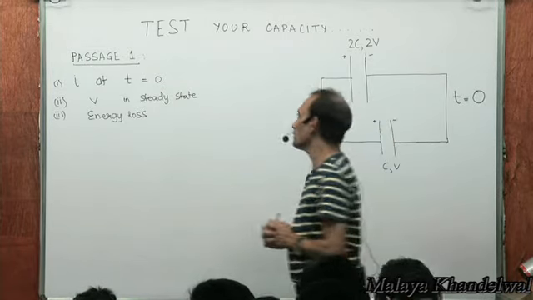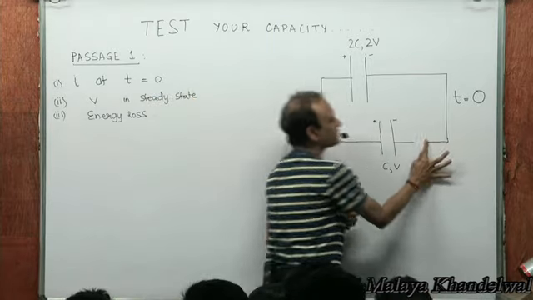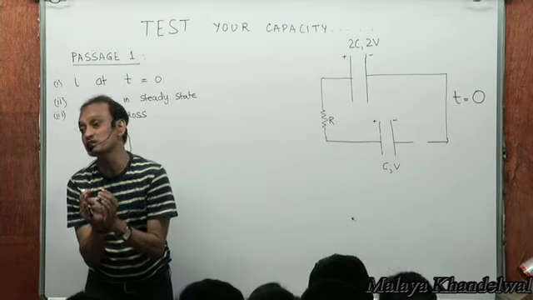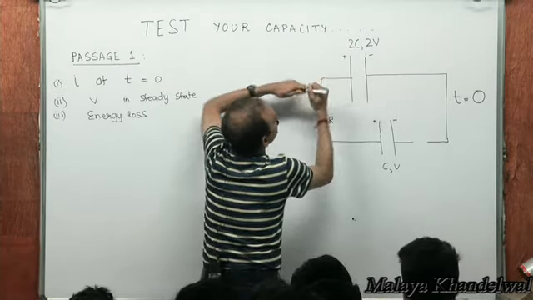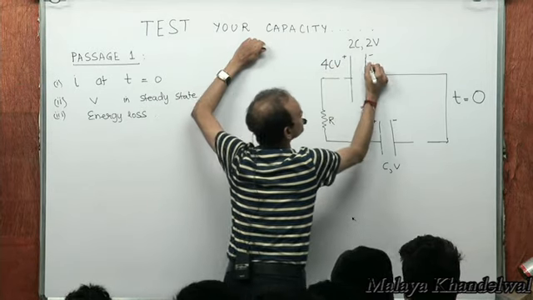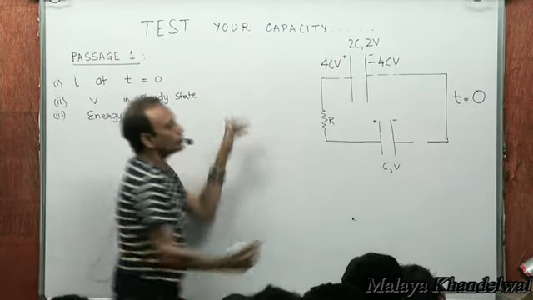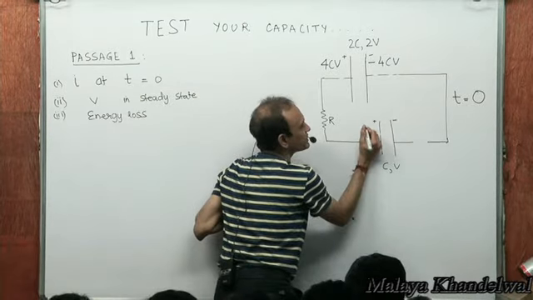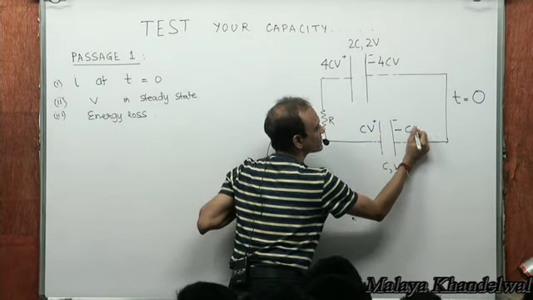Okay. Now, before I activate the switch, the two capacitors are pre-charged. 2C with 2V volts means the charge here is going to be 4CV and the charge here is going to be minus 4CV. Yes or no? The charge on this plate before I activate the switch, that means prior to t equal to 0, would be CV and minus CV.